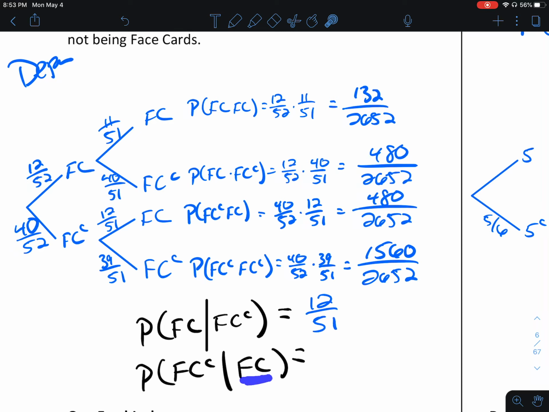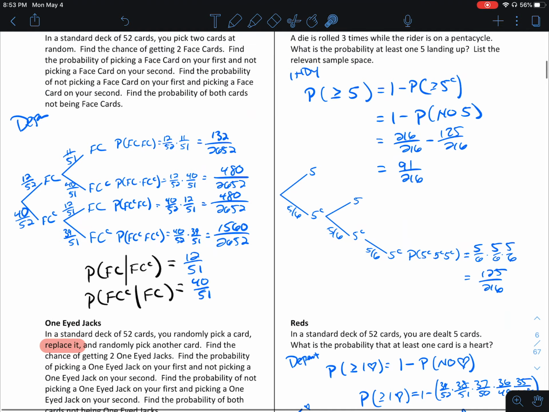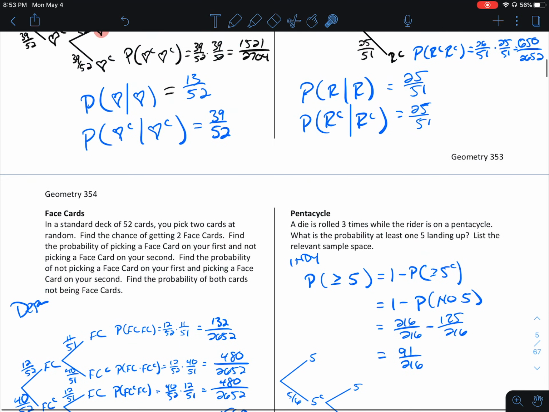Given that we got a face card the first time, so now we're here, what's the chances the next card is not a face card? That's 40 out of 51. Dependent events, that's different than the original not getting a face card. All right, that wraps her up.